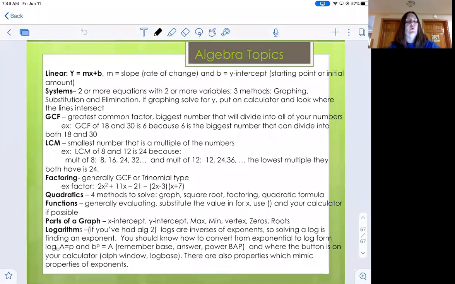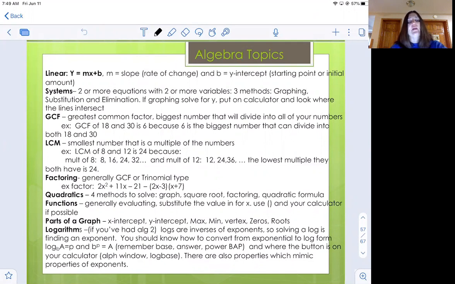Okay, so here I'm going to go over some of the algebra topics that you might see on the ACT. One of the big things that appears a lot on the ACT is y equals mx plus b, or the equation of a line. Remember that the m represents our slope or our rate of change, and our b is our y-intercept, which is your starting point or your initial amount.